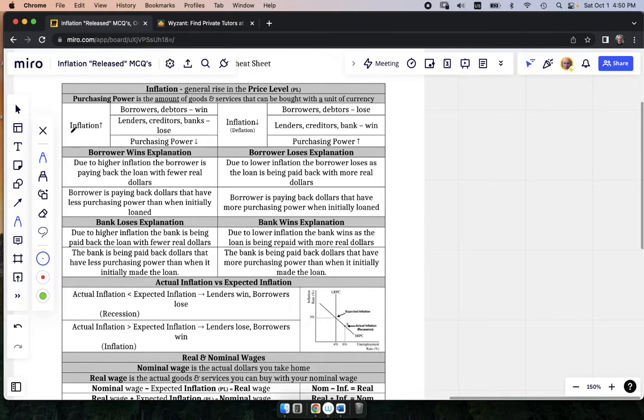The easiest thing to understand is anytime there's inflation, we would say lenders, the bank, will lose, and we'll talk about why in just a minute, but borrowers or debtors win. Anytime there's deflation, or the price level goes down, lenders, creditors, bankers win, and borrowers, debtors lose. Now, this doesn't make much sense in itself, so let's talk about it. It's the same formula we used before, really: nominal minus expected inflation equals real.